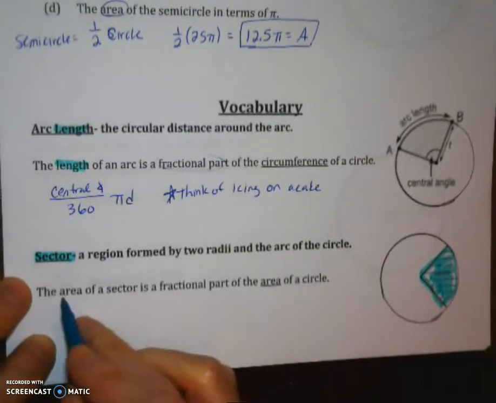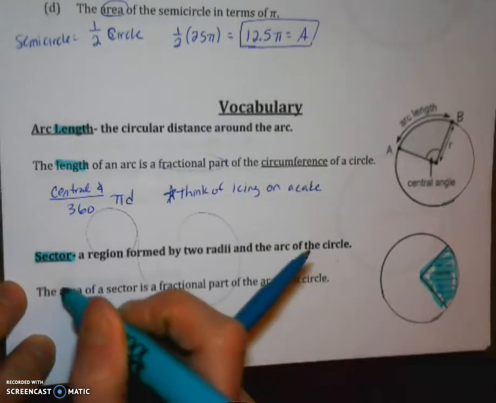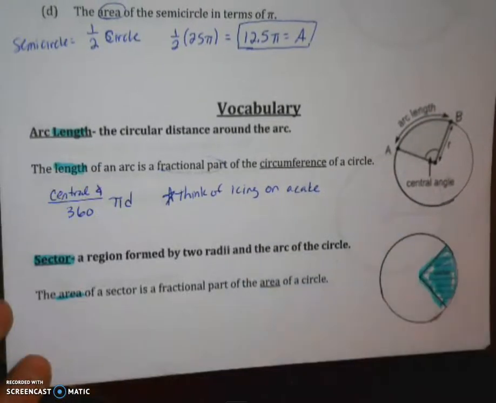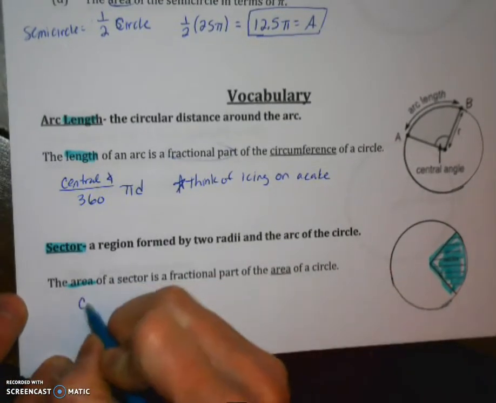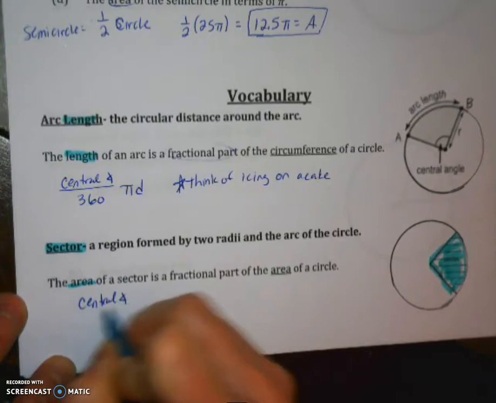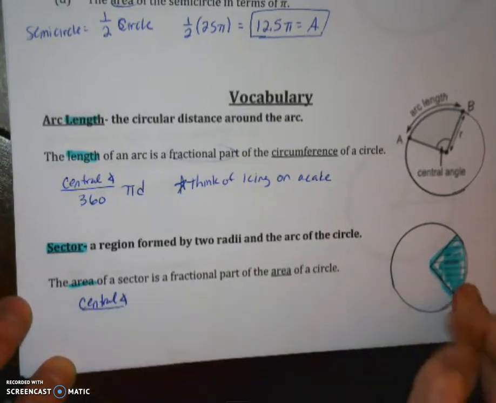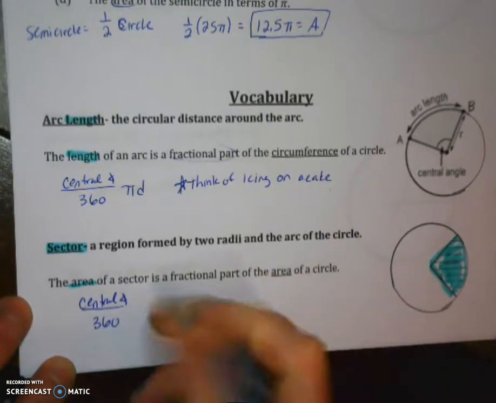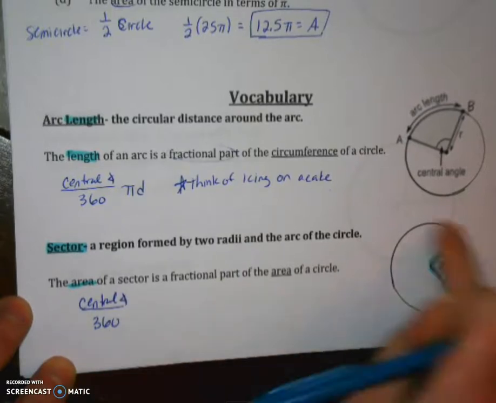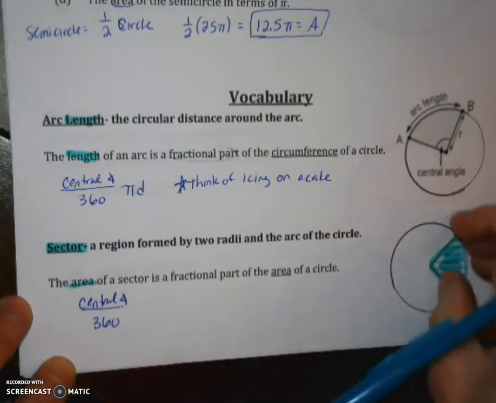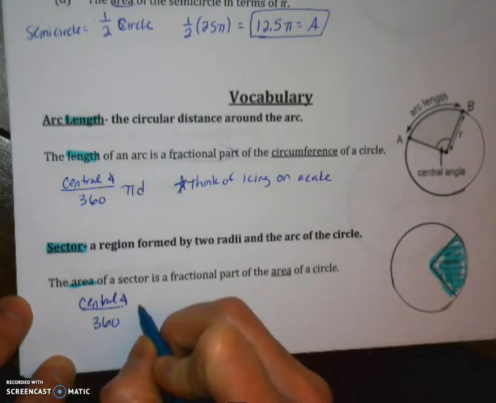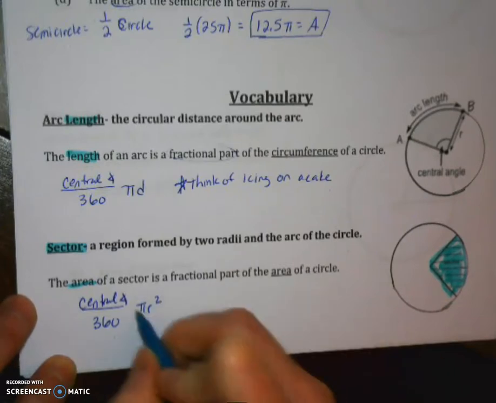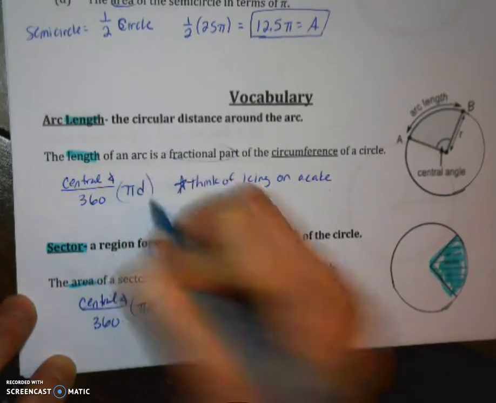So the area of the sector is going to be the fractional part of the area of the circle. So the fractional part is going to be, again, that central angle, which is equal to the intercepted arc, divided by 360. So which part of the circle, right? A circle is 360 degrees. Which part of that times the area? And we just talked about the area formula to be pi r squared. Okay, so we're just going to use multiplication there.